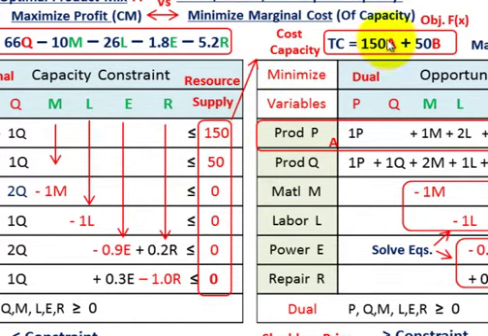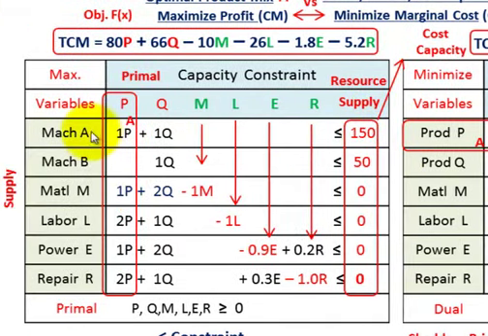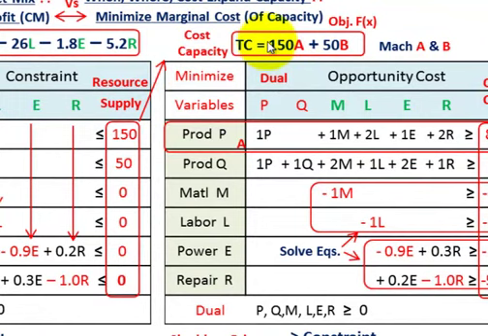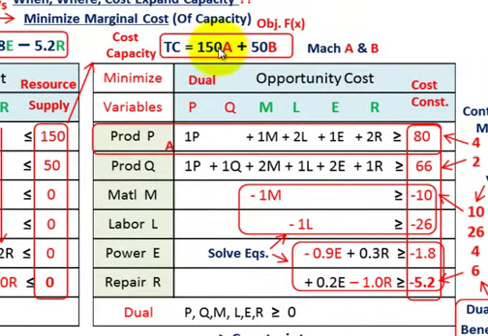So for this 150A and 50B, if we go back over here, you can see that the row for machine A is for those 150 machine hours, and machine B is for those 50 machine hours. So those become the coefficients in your minimization problem: 150A plus 50B. So that's going to be our objective function, minimizing the cost of machine A and machine B. Okay, so that's for both our objective function and also our constraints in the minimization problem.